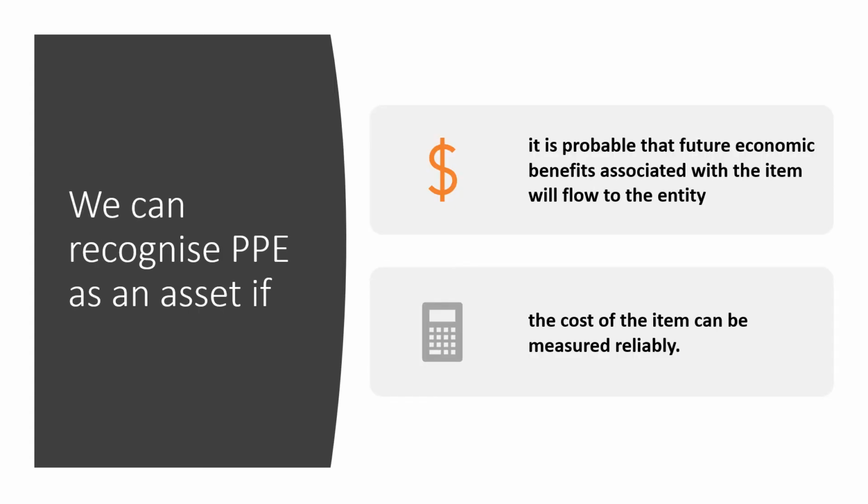So now that we know what PPE is, we can recognize PPE as a non-current asset if it is probable that future economic benefits associated with the asset will flow to the entity and the cost of the item can be measured reliably. Both conditions need to be met before we can recognize the asset. So, if economic benefits flow away from the entity, we can't recognize the asset. Future economic benefits could be in many forms, for example, the rights to something or money coming into the business.